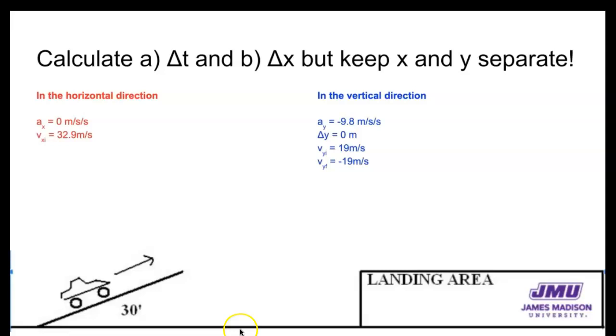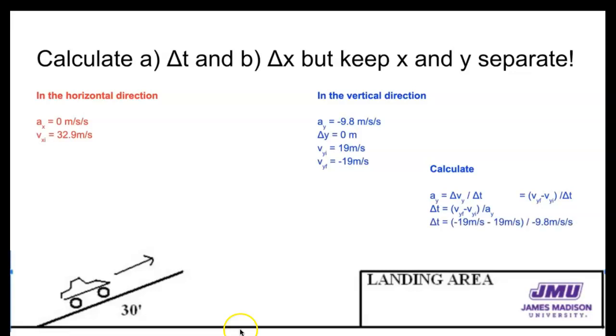All right, now I can calculate the amount of time that it's in the air, and I can calculate how far it goes in the x direction, and I just have to make sure that I keep what's going on in the x direction separate from what's going on in the y direction. Okay, the acceleration in the y direction is known, and the change in velocity in the y direction I can determine from v final minus v initial. So from that I can determine how much time it's in the air. Delta t will be equal to v final in the y direction minus v initial in the y direction divided by the acceleration in the y direction.